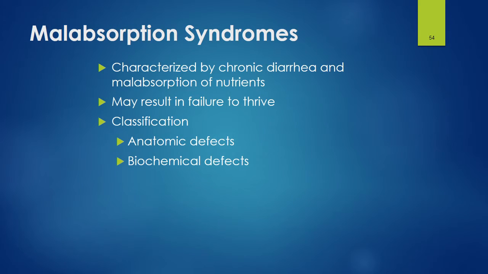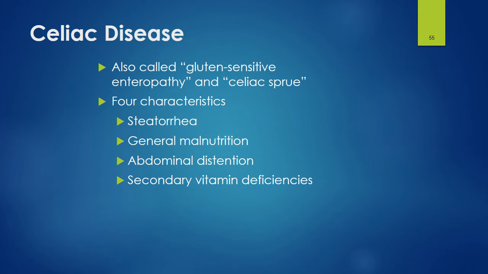Malabsorption syndromes are characterized by chronic diarrhea and malabsorption of nutrients. They may result in failure to thrive. They may be classified as anatomic or biochemical defects. Celiac disease is also called gluten-sensitive enteropathy and celiac sprue. The four characteristics are steatorrhea, general malnutrition, abdominal distension, and secondary vitamin deficiencies.